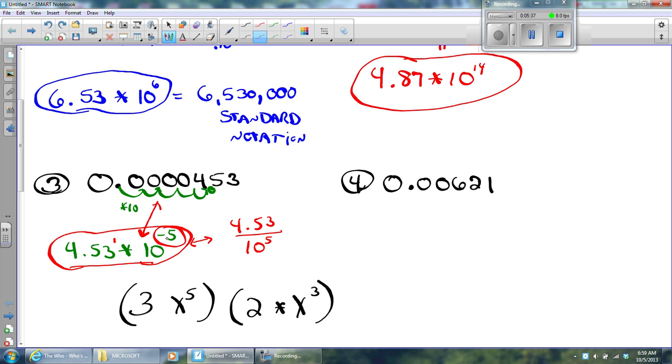So in this case, we're going to use a negative exponent. Okay, so problem number 4. Again, I've got a number smaller than 1. I see the decimal point. I know I want it to end up here, right? Okay, and so I'm going to multiply by 10, multiply by 10, multiply by 10, 3 times. Turning the, let me see, tenths, hundredths, thousandths, ten-thousandths, hundred-thousandths, 621 hundred-thousandths into 6 and 21 hundredths.